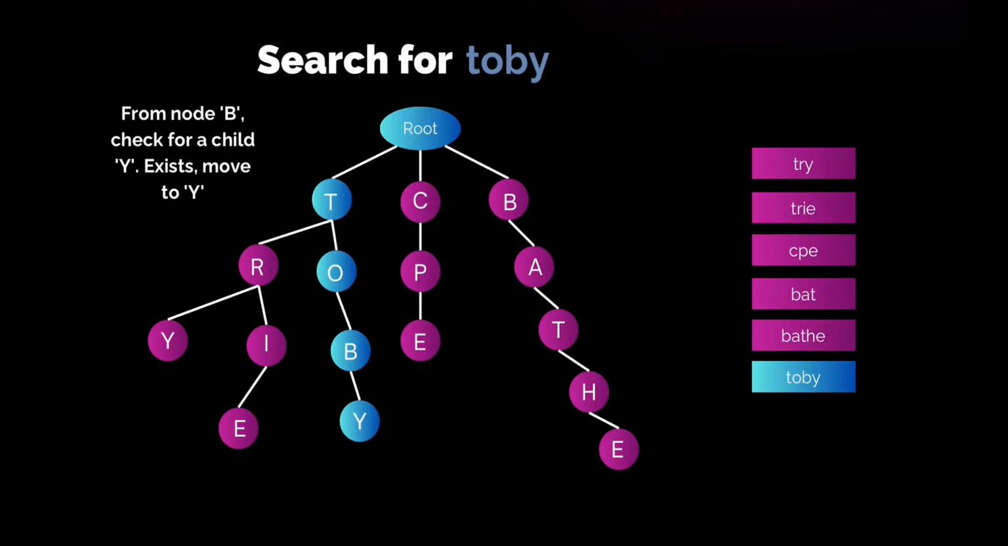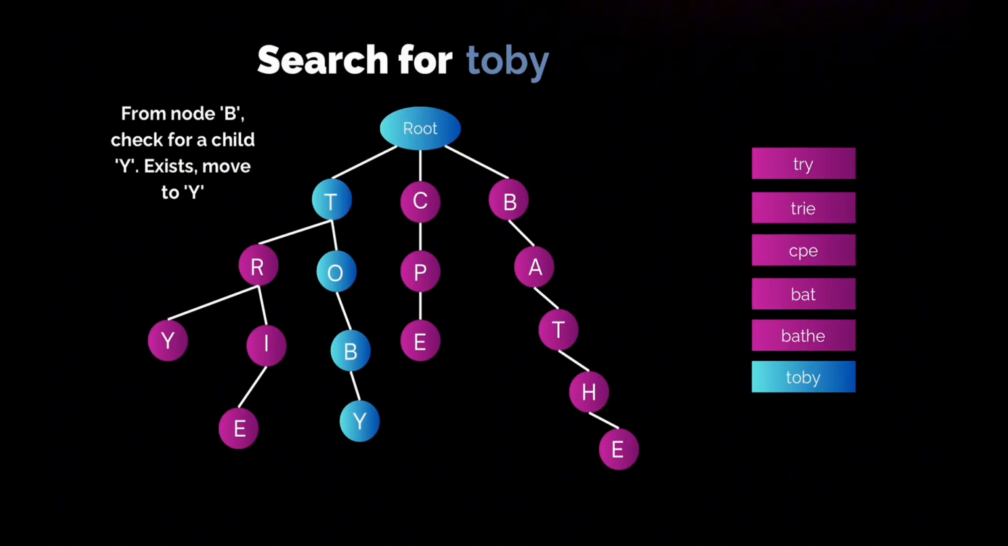At this point, we've successfully followed the full path T, O, B, and Y. But the search isn't complete just yet. Even though all the letters exist, we need to make one final check. We ask, is the Y node marked as the end of a word?